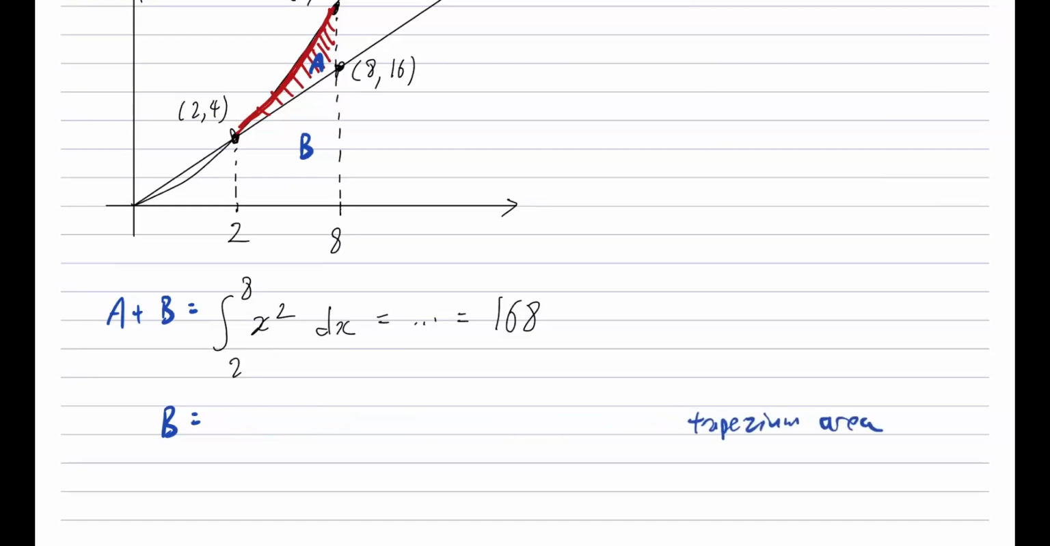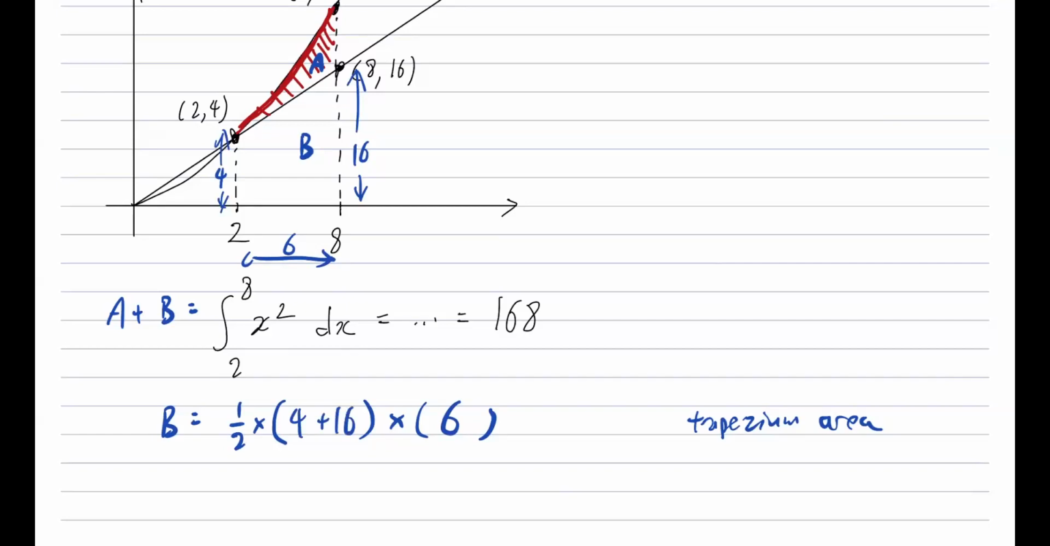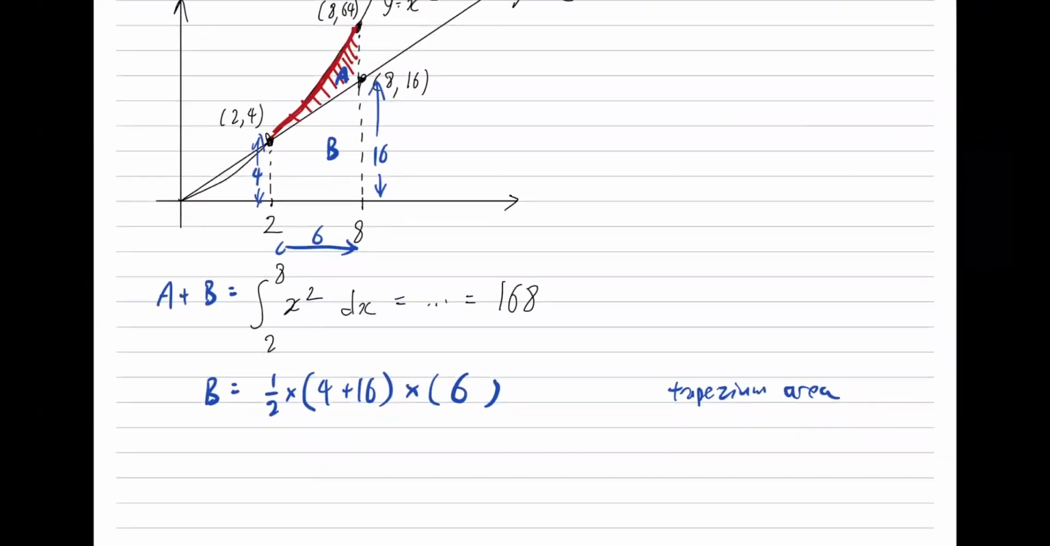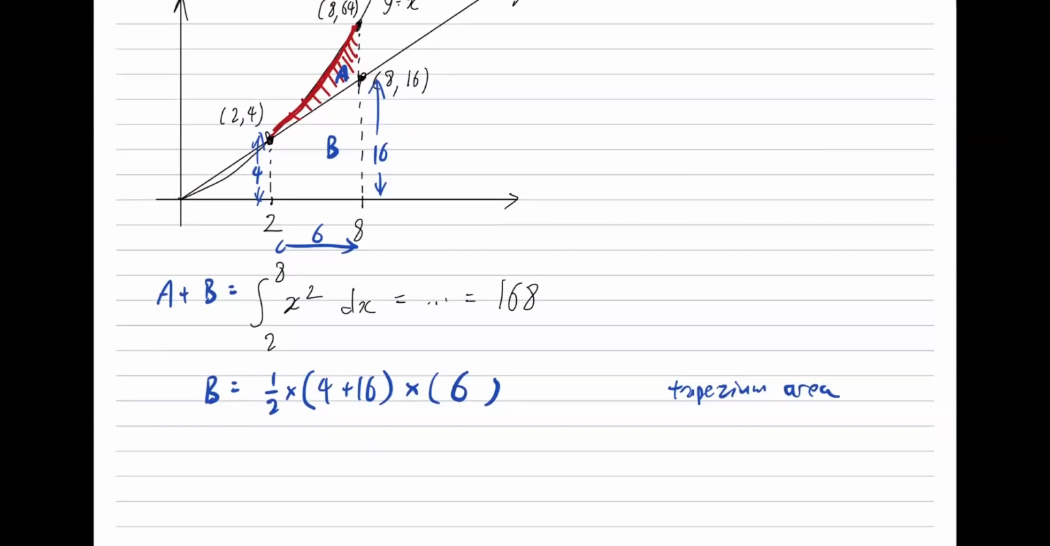Okay, trapezium area, I'll just put it at the side. So it will become half times sum of parallel sides times the height. In this case, what's the height? 6 over here. What are the parallel sides? The length here is 4, length here is 16. So 4 plus 16 is 20, divided by 2 is 10. 10 times 6 is 60.